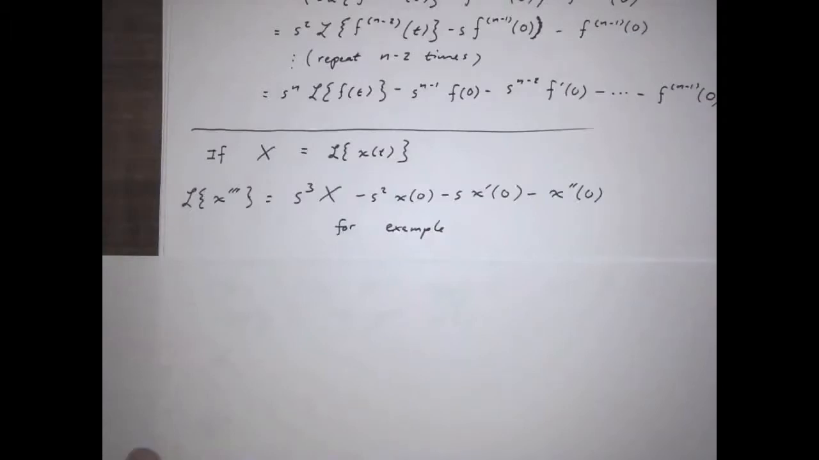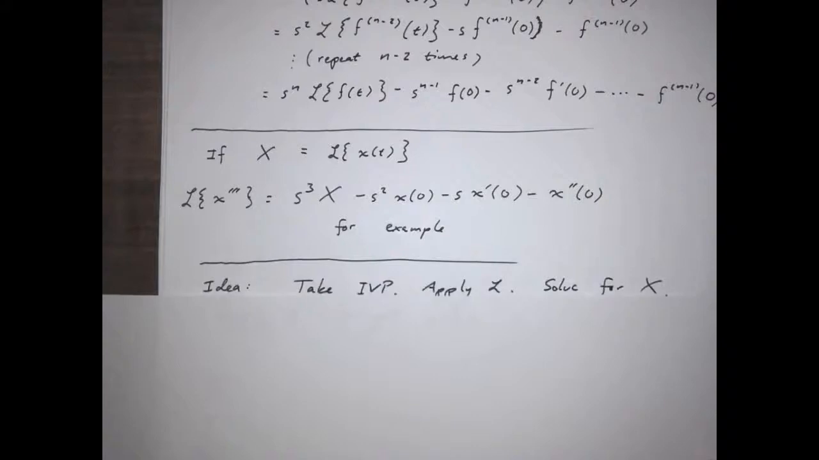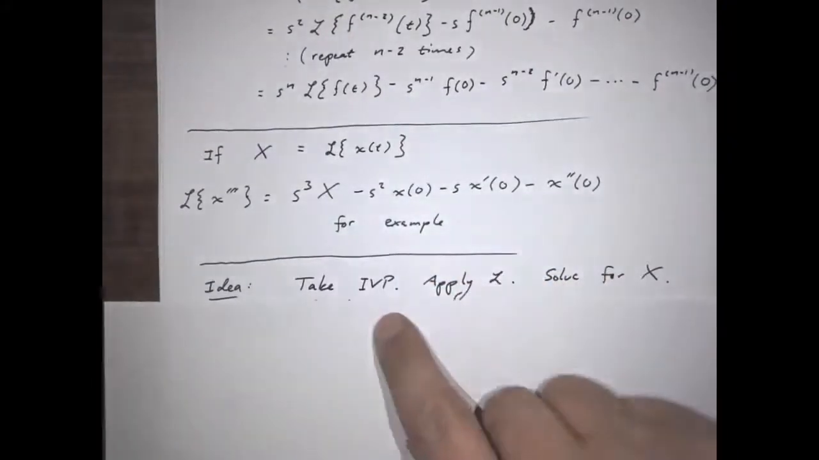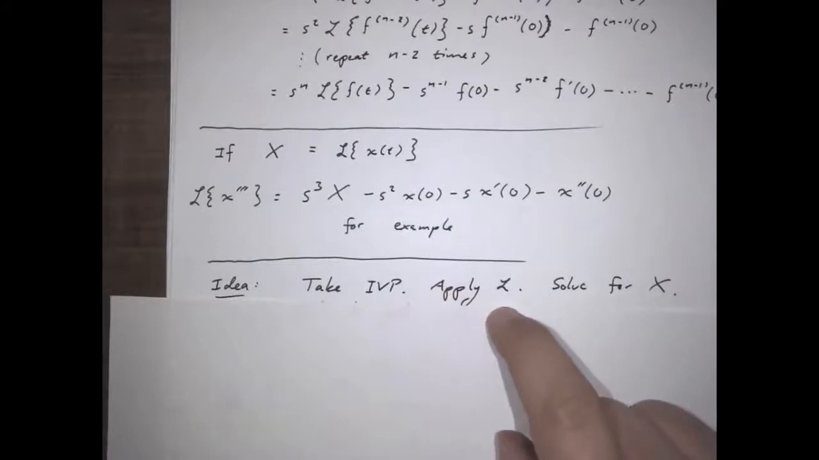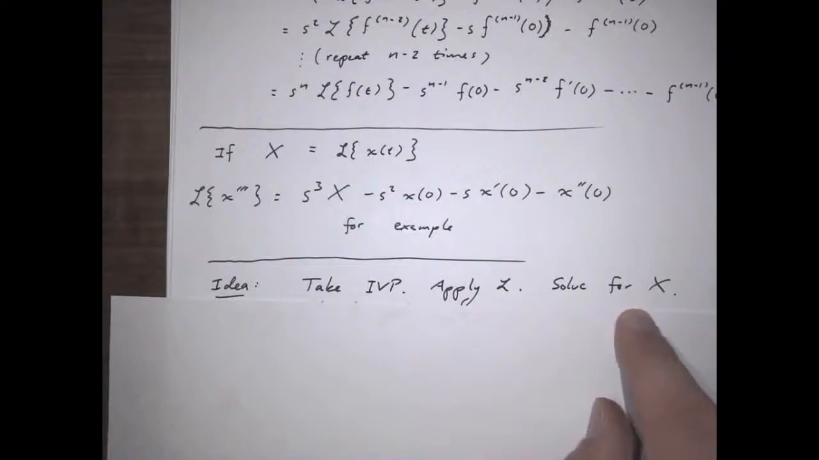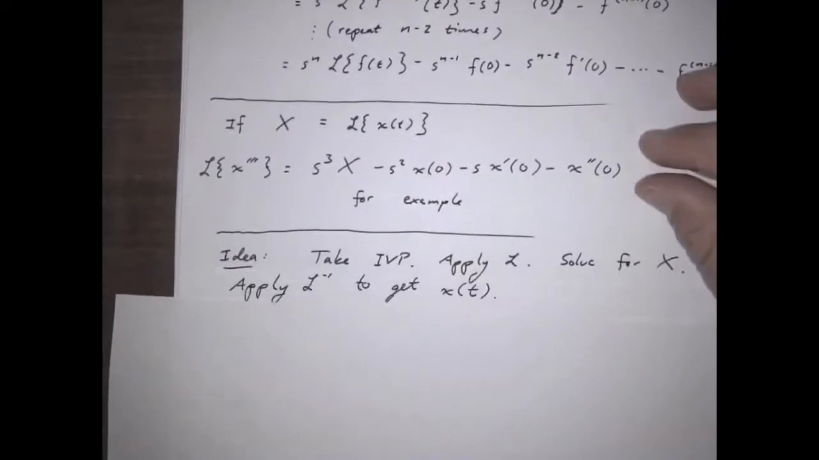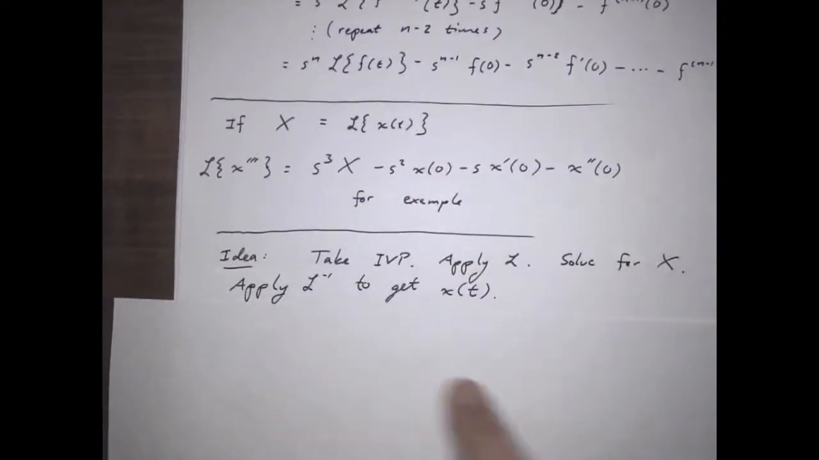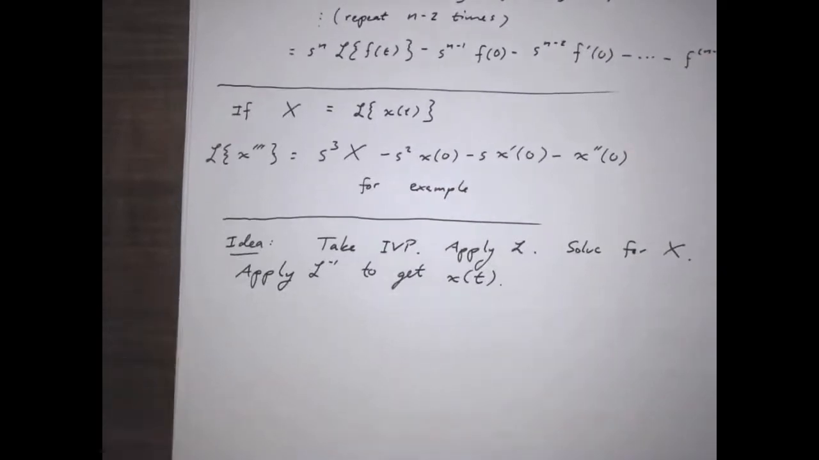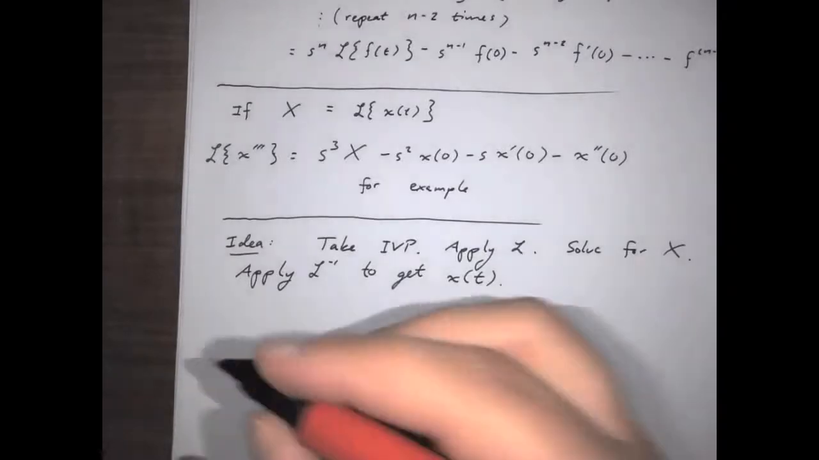Now, supposing we want to apply this to an initial value problem, here's how it's going to work. So here's the idea. We're going to take the initial value problem, and apply the Laplace transform to both sides. Then we're going to solve for X, the capital X that is the Laplace transform. Then we're going to apply the inverse Laplace transform to both sides to get x of t. Okay, so let's actually give this a try.